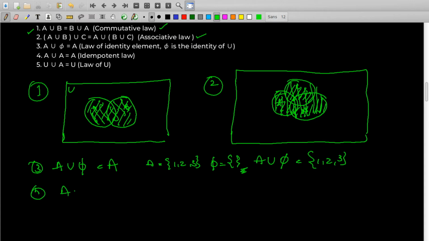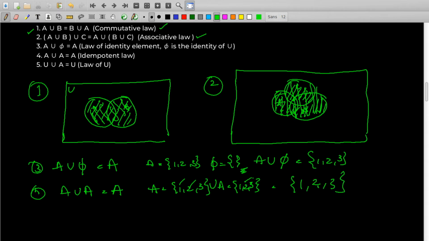The fourth one is A union A is equal to A again. Now if A is {1, 2, 3} and A is again {1, 2, 3}, then in the union of A and A, 1 is here and 1 is here, so the union will have 1, and 2 is here, 2 is here, so 2, and 3 is here, 3 is here, so 3. One instance only, as we discussed. So that is the fourth law: A union A is equal to A, and A union phi is equal to A.